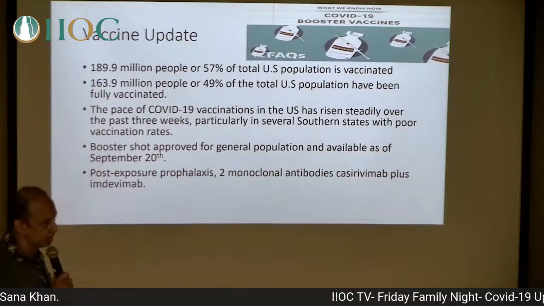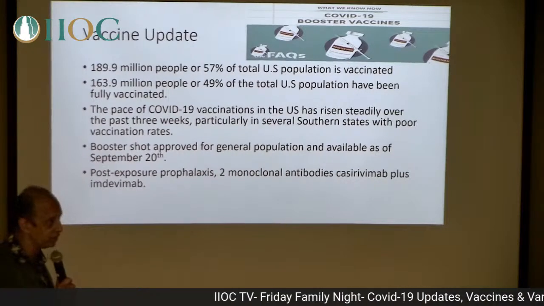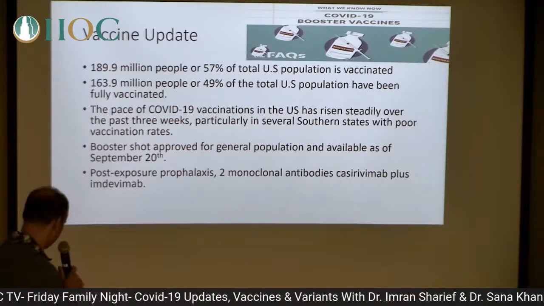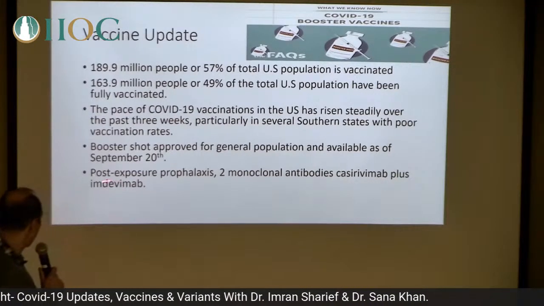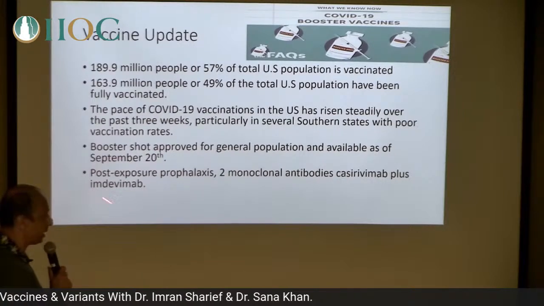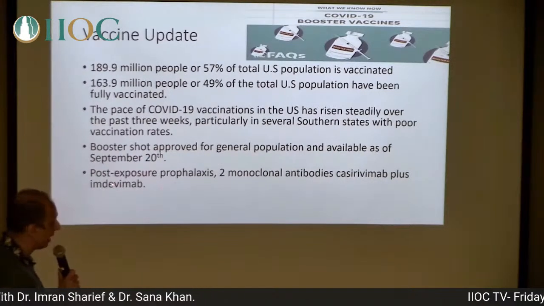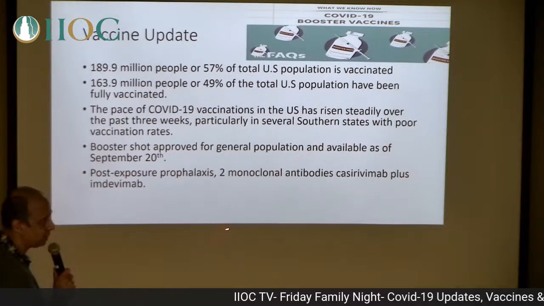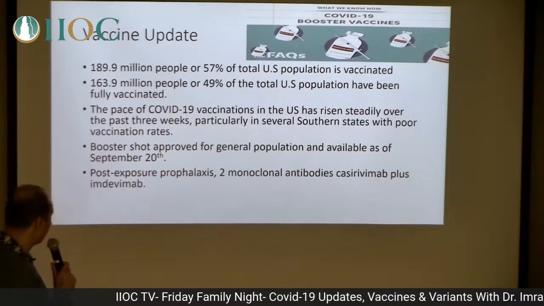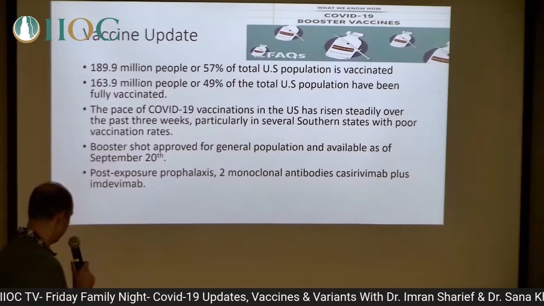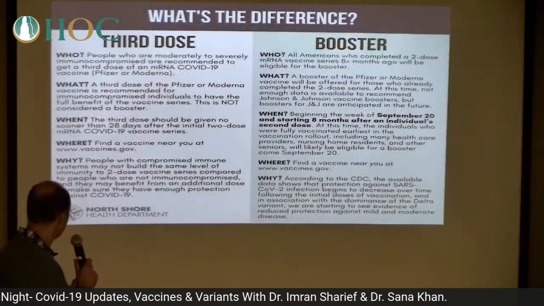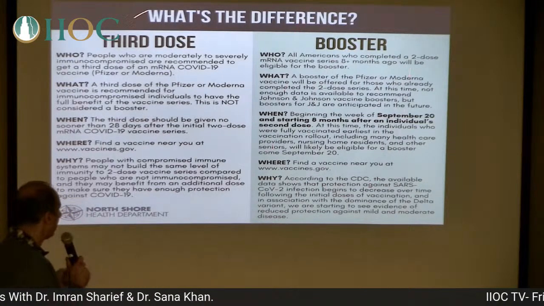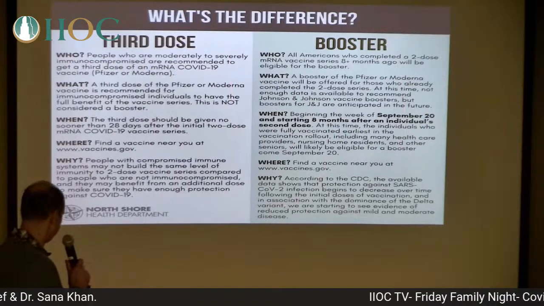So this is something that we all should know is available, and we should avail it if we want to protect our loved ones. Post-exposure prophylaxis: this is if you get exposed to someone and you have mild symptoms, as I mentioned, monoclonal antibodies can be used, and they're effective. And most of the emergency rooms have these available. So this is what I already talked about, the third dose and the booster. And this is just for reference.